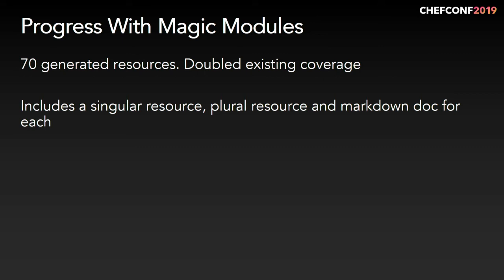So as far as progress with Magic Modules, we've generated 70 resources so far, and that includes a singular, a plural, and a markdown doc for each. So I think 35 GCP resources turns into 70 InSpec resources. This is pretty awesome. I've done this in just a couple months, and this has really helped us flesh out the coverage of the GCP API and made it really easy for a user to test their infrastructure.